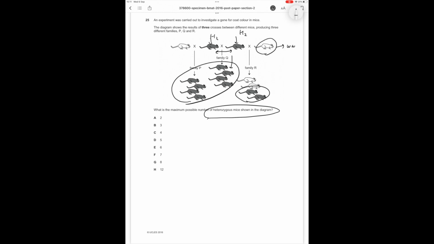We'll call it WW. So therefore, the total number of dark mice is 4 plus 4 plus 2, which is 10 plus 2, which is 12. Overall, the maximum possible number of heterozygous mice, working on the assumption that the gene for dark coat color is dominant, is going to be 12, which is the correct answer.